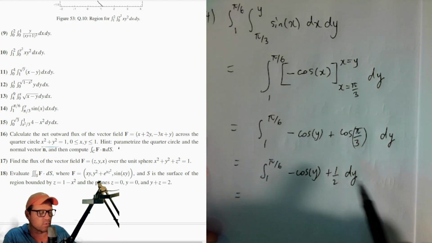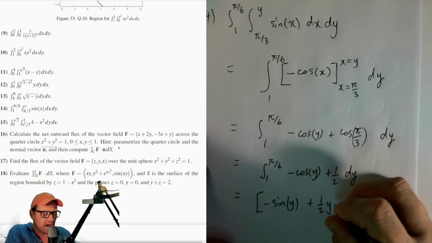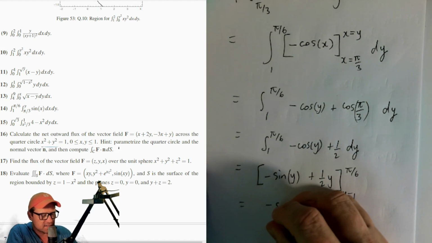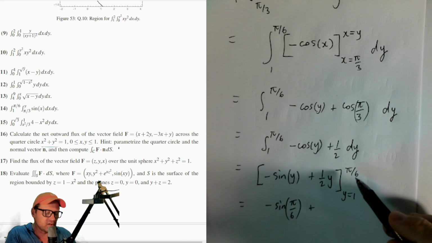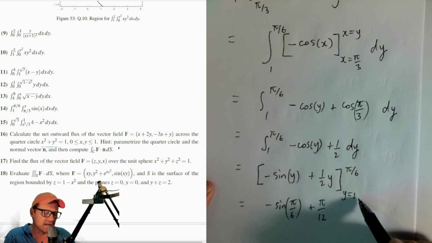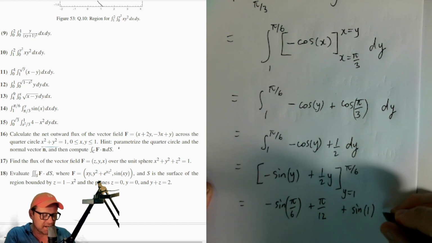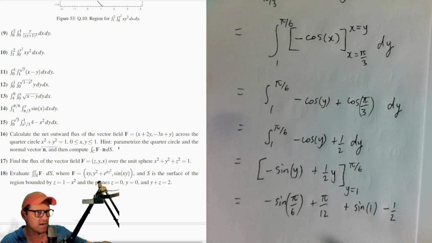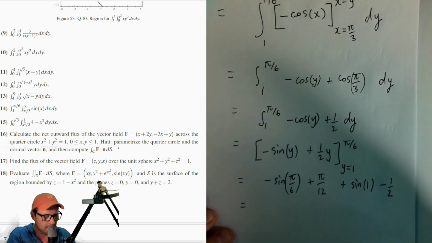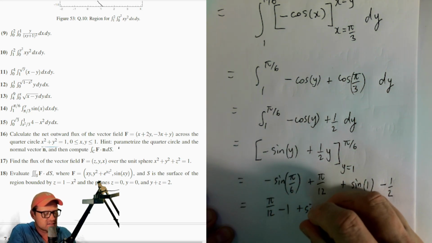So the integral of cos of y with respect to y is sine of y. So we have minus sine of y plus 1/2 y. And now we sub in replacing y with pi on 6. So minus sine of pi on 6 plus 1/2 times pi on 6 is pi on 12. And then minus sine of 1, so that's plus sine of 1, and minus 1/2. Okay, so sine of pi on 6 is 1/2, so we have minus a half minus another half is minus 1, so pi on 12 minus 1 plus sine of 1.